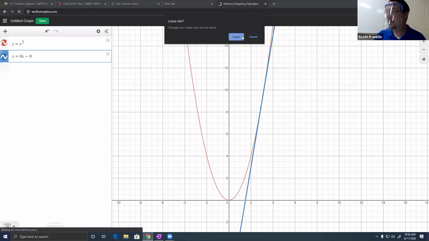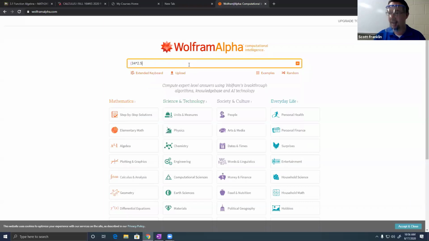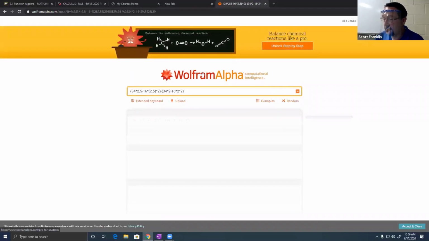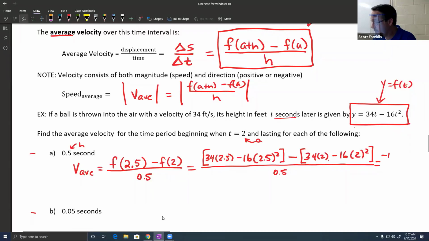We'll go to Wolfram. Not the best place, but it'll work. Okay, so I had to do 34 times 2.5 minus 16 times 2.5 squared minus 34 times 2 minus 16 times 2 squared. So I'm getting negative 19 on top, over 0.5, which gives me a negative 38. Dividing by a half is the same thing as multiplying by 2. So 38 feet per second. That's the average velocity that it was traveling. That's just a matter of getting that plugged into your calculator.